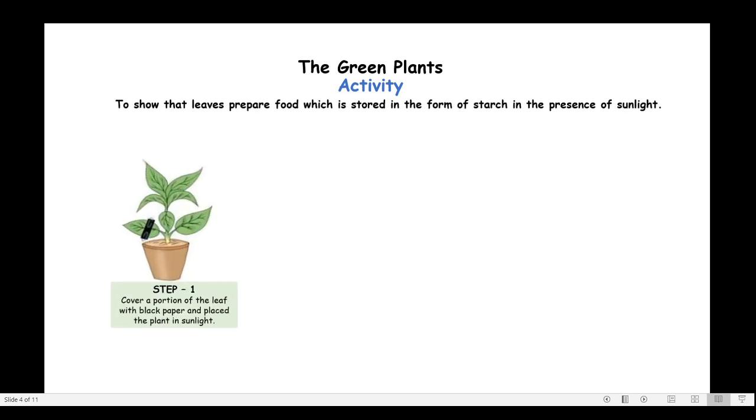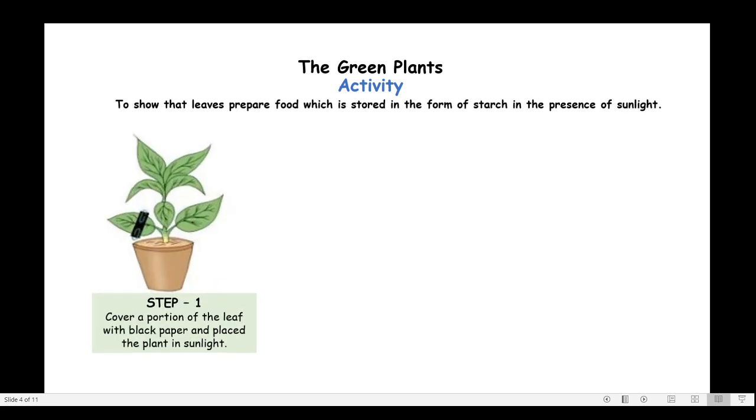So what is the first step of this activity? First of all, we have to take one plant, and the leaf of the plant is covered with black paper.